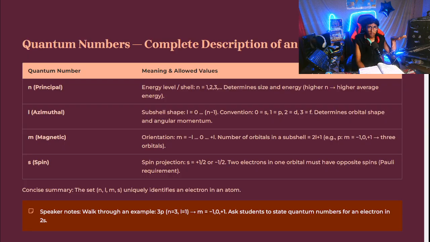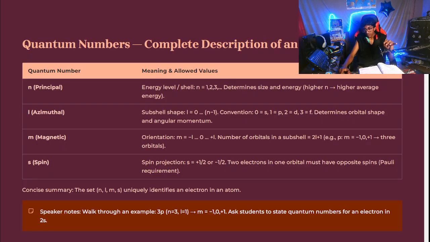Whenever two electrons occupy the same orbital, they have opposite spins. One electron will have plus half while the other will have minus half. This thing becomes extremely important when we study Pauli's exclusion principle. So let's move ahead.